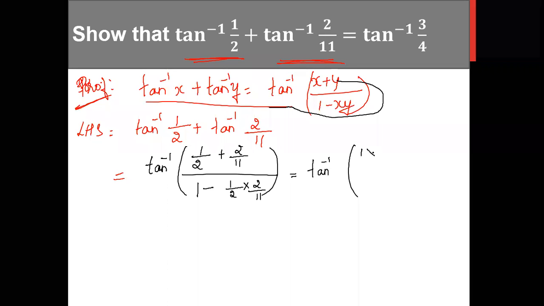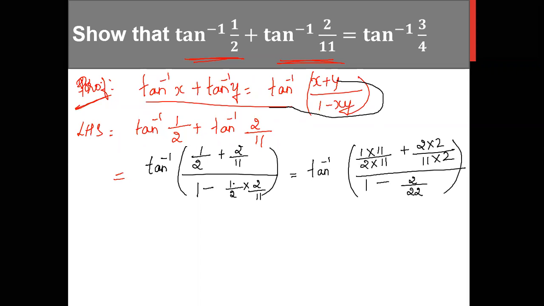So it is 1 into 11 divided by 2 into 11 plus 2 into 2 divided by 11 into 2, whole divided by 1 minus 2 by 22. What I have done: how to multiply two fractions? You have to multiply the numerators and multiply the denominators. So that is tan inverse of 1 into 11 is 11, plus 2 into 2 is 4, divided by 22, whole divided by, again here we have only 1.